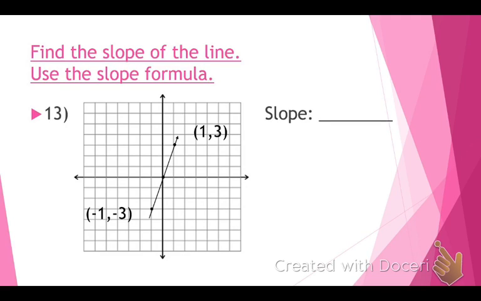Next up asks us to find the slope of the line and to use the slope formula. What is my slope formula? Rise over run. Okay, who can help me with this one? How to find the slope of this? Jakari.